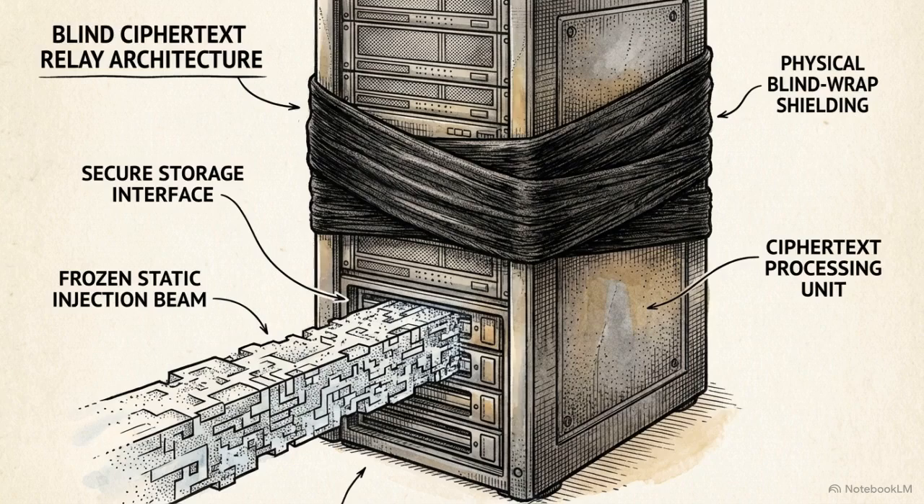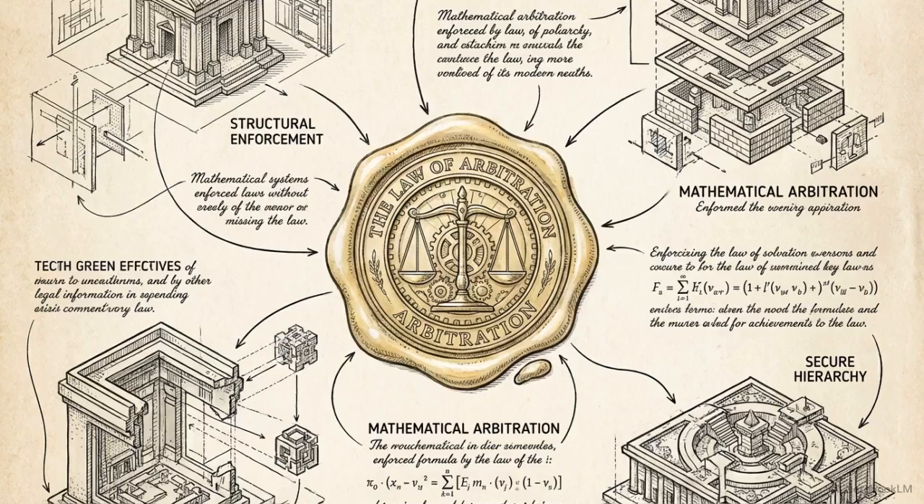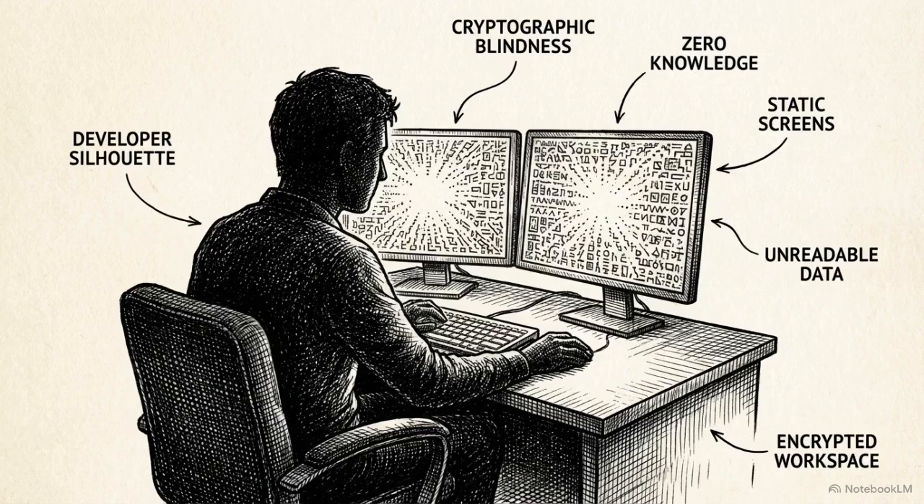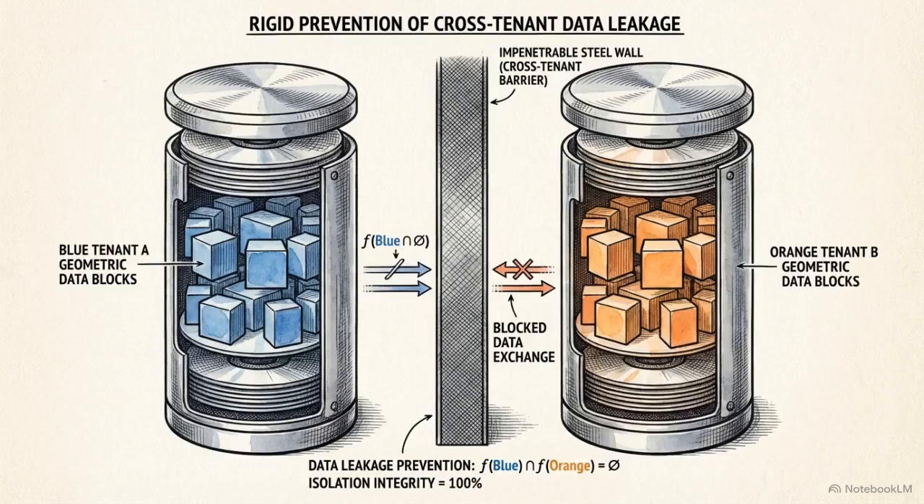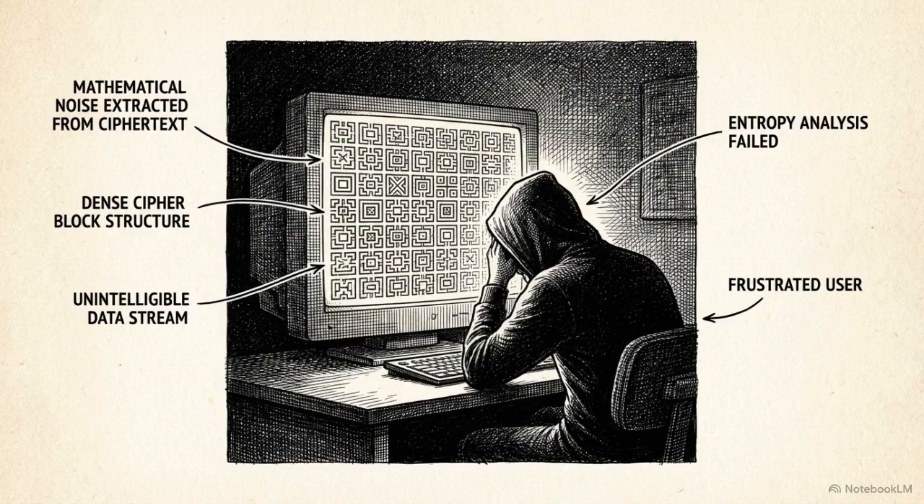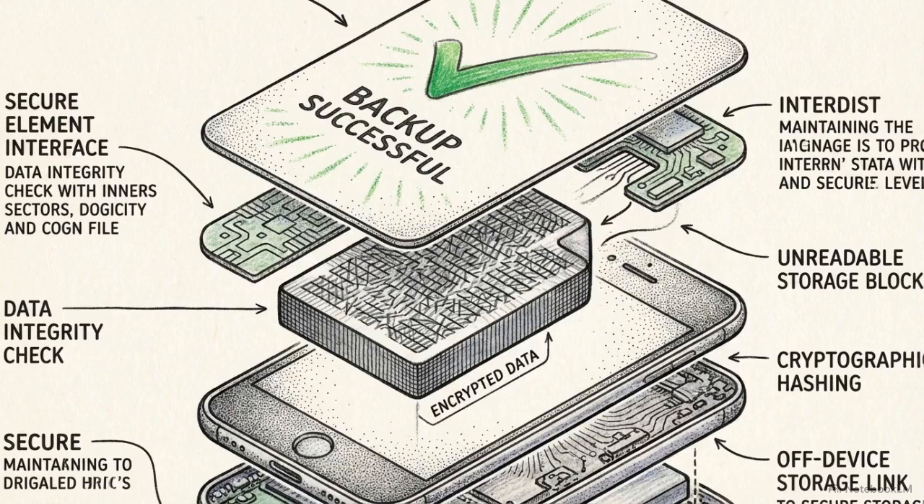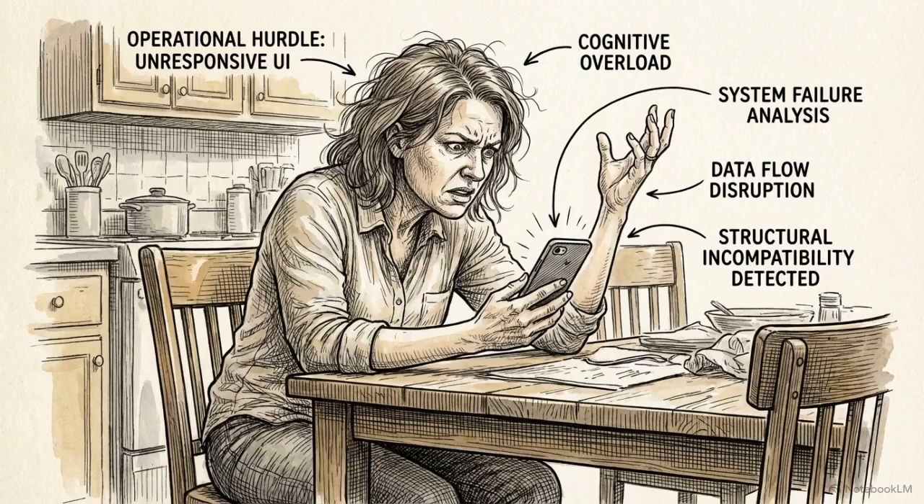The backend is utilized strictly for routing and storing mathematically unbreakable noise. This enforces Law 2 of the OS Manifesto, the law of zero trust arbitration. Institutional trust requires absolute cryptographic blindness from the software creator. This architecture mathematically prevents cross-tenant data leakage. Even if a malicious actor bypasses the Supabase row-level security, they only extract noise. The data is safely backed up, but this introduces a new operational hurdle. The remote caregiver currently has no way to read it.